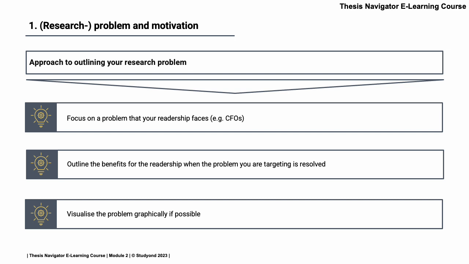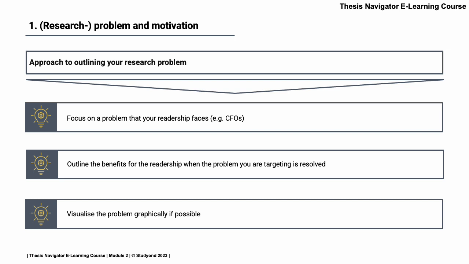Regardless of which research problem you choose, we would recommend that you consider the following 3 points. First, focus on a problem that a very specific group of people has. In the example of the effects of home office work on employee productivity, this would include, among others, executives who have to manage teams working from home.